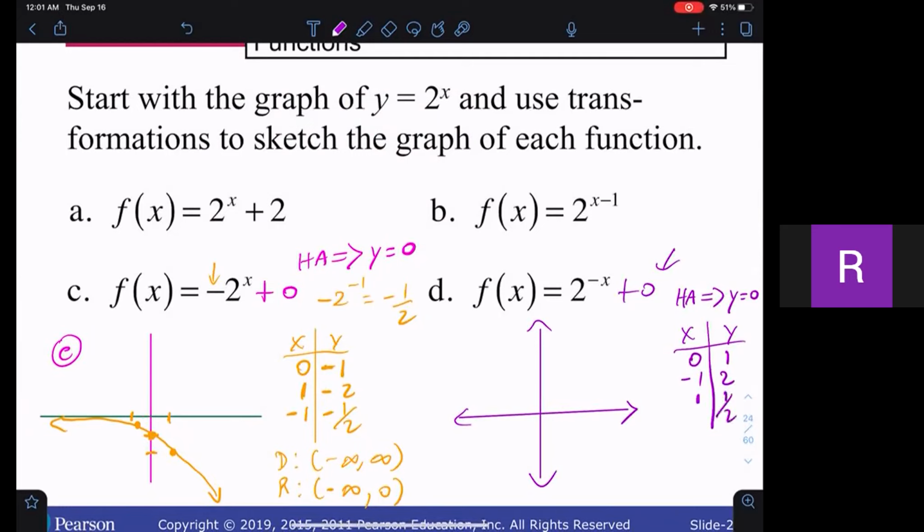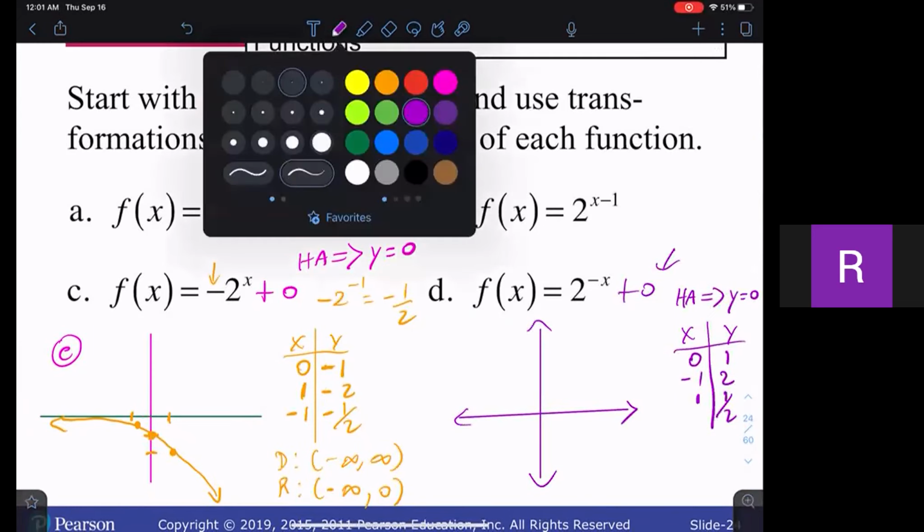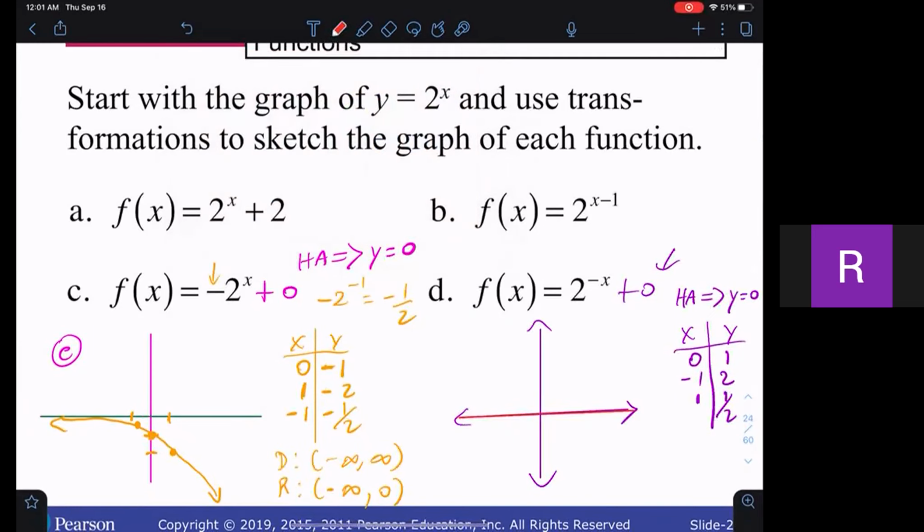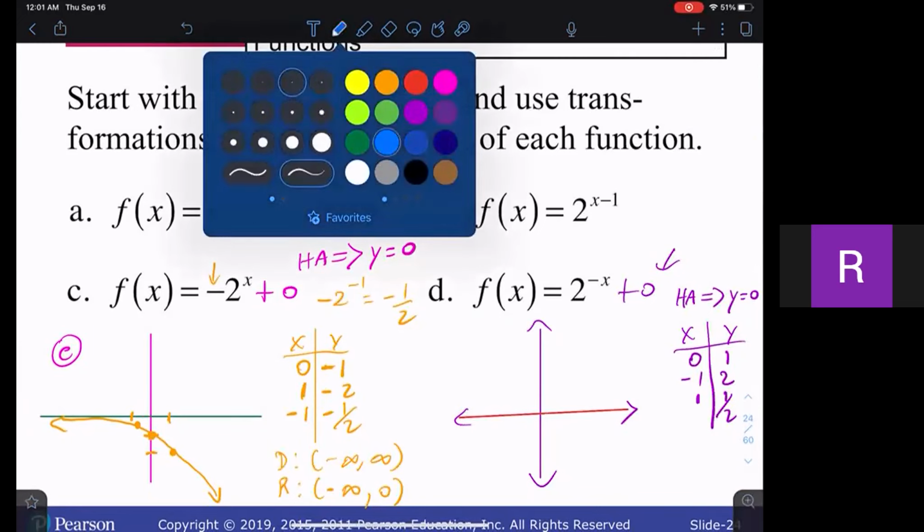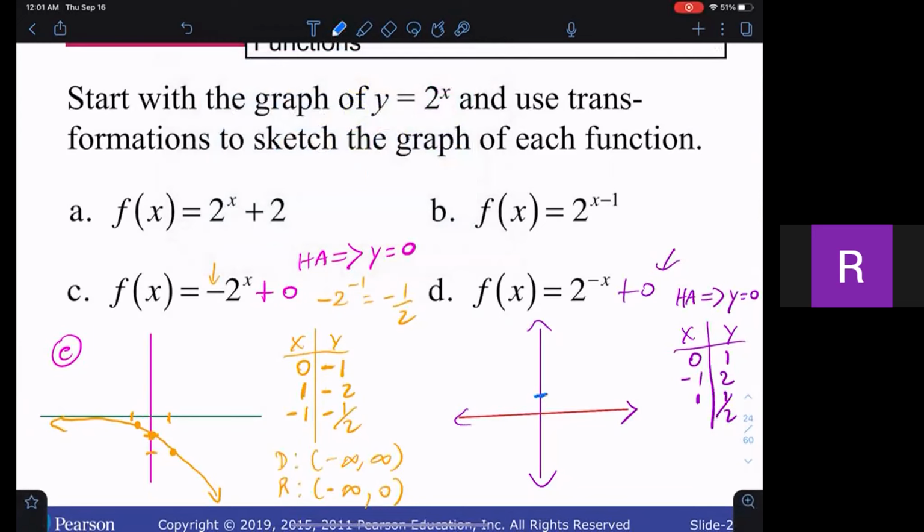So now you can graph it, right? The horizontal asymptote is at 0. Okay. Now I need to graph it. Let's see, 0, 1. That's here, right? And then they're asking me for -1 and 2. That's right here, right? And then 1 and 1/2. So 1 and 1/2 above here. So remember, you're not touching the horizontal asymptote. So this is exponential decay, right?